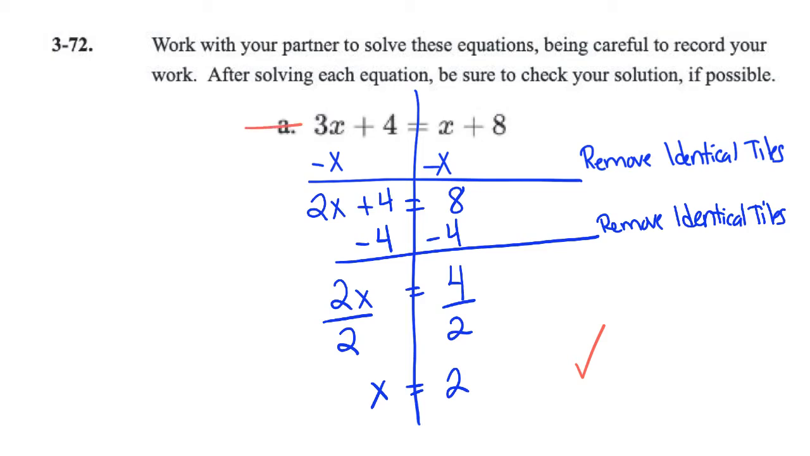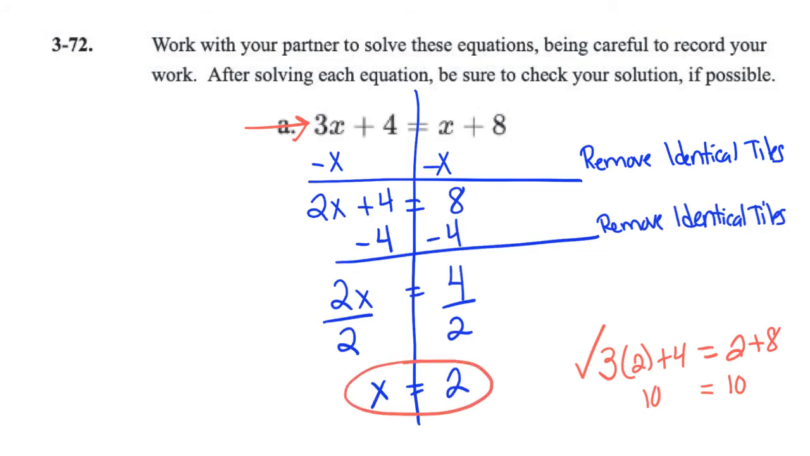Everywhere in my original equation, I am going to put a 2 in place of x and see if I get the same value on both sides. So 3 times 2 plus 4, is that the same as 2 plus 8? 6 plus 4 is 10. 2 plus 8 is 10. I get the same value on both sides, so I know that my answer, x equals 2, is correct.